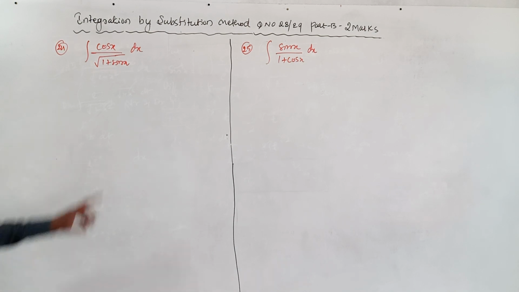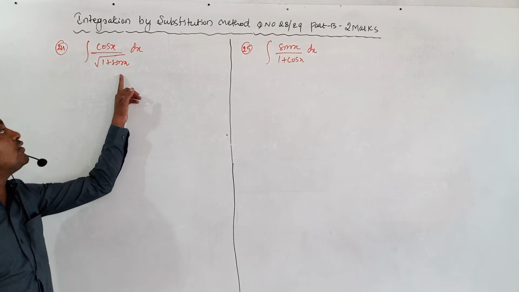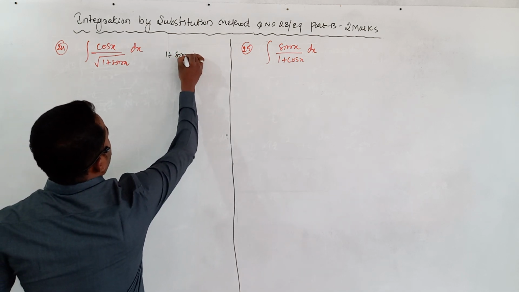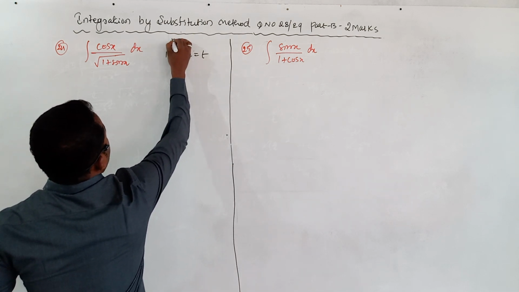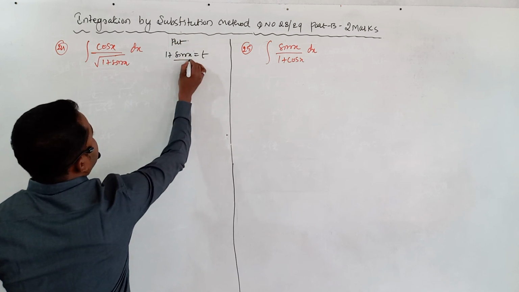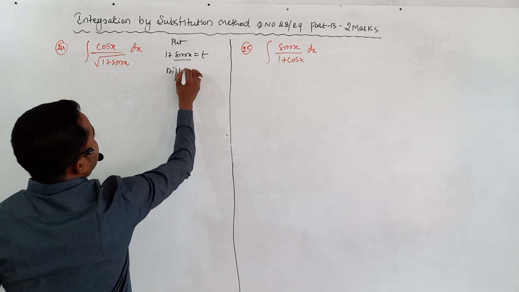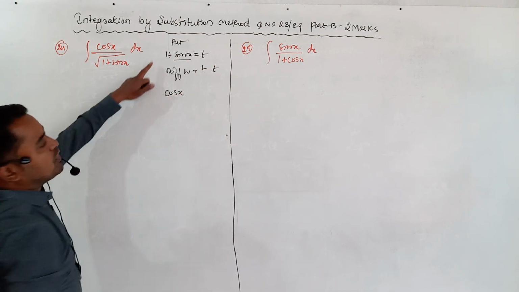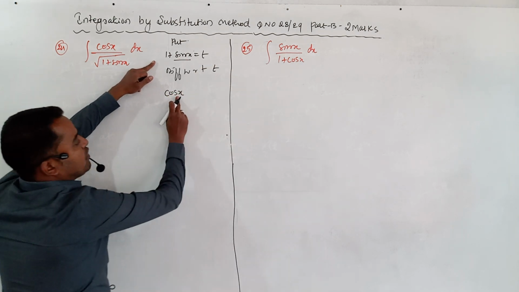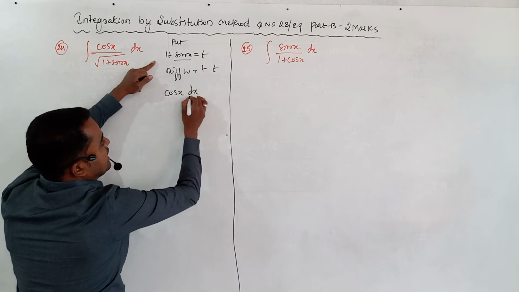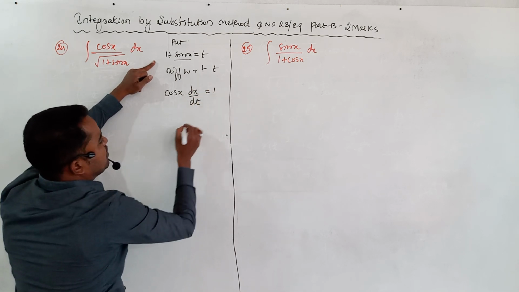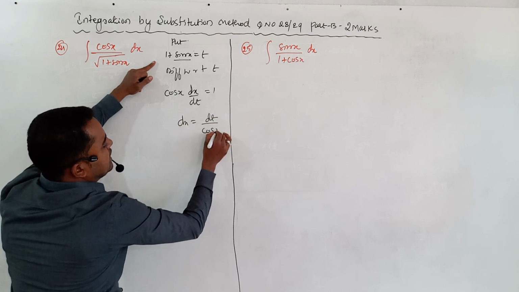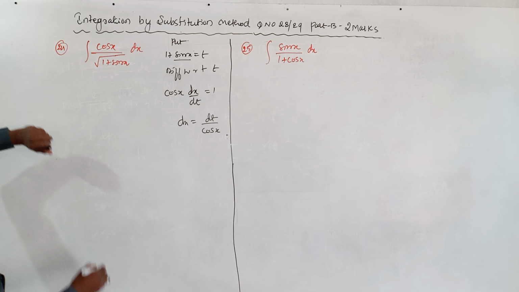Next problem. Integration of cos x divided by root of 1 plus sin x dx. Take 1 plus sin x is equal to t. Put 1 plus sin x is equal to t. Differentiate with respect to t. Derivative of sine is what? Cos x. Because derivative of 1 is what? 0. And derivative of x with respect to t is what? dx by dt. Derivative of t is what? 1. Then dx is equal to dt by cos x. Come to here.